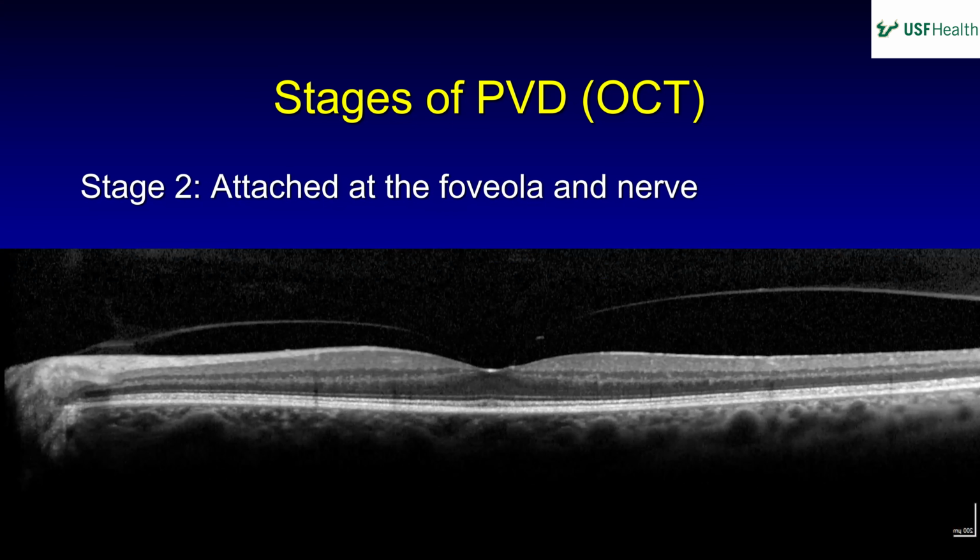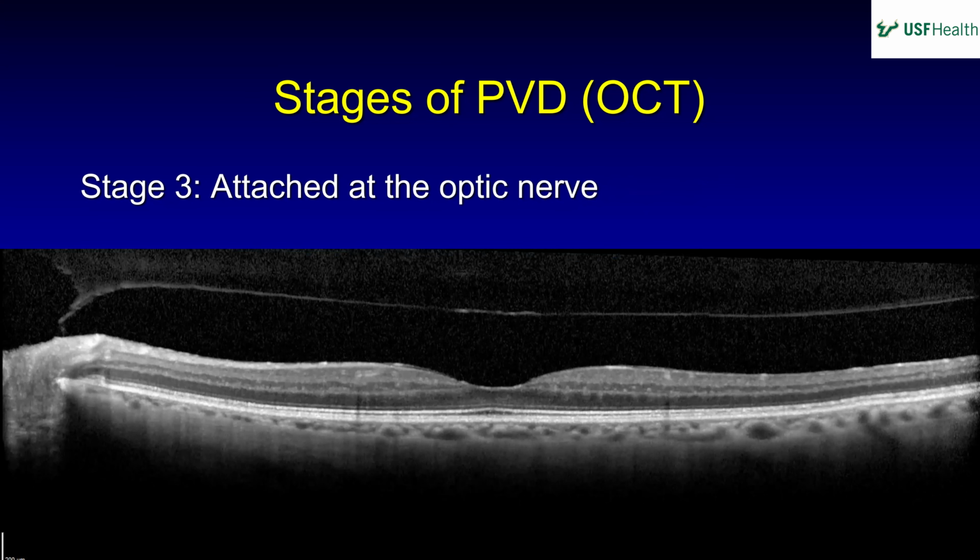This is what you see a lot. So stage 2, you can see the really nice reflection of the vitreous, except for the foveola. It's just kind of pulling up everywhere. Most of these people are asymptomatic unless there's pathology. Stage 3, it's just attached at the nerve. So you see the nerve attached and then it's pulled off the foveola, which is kind of nice.